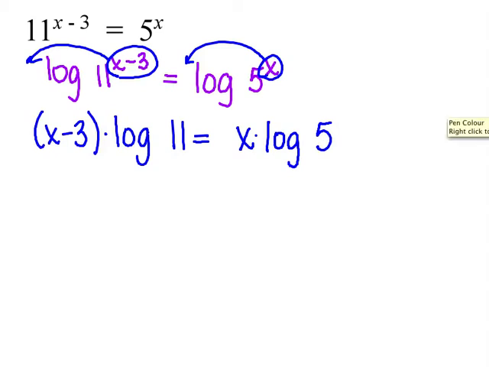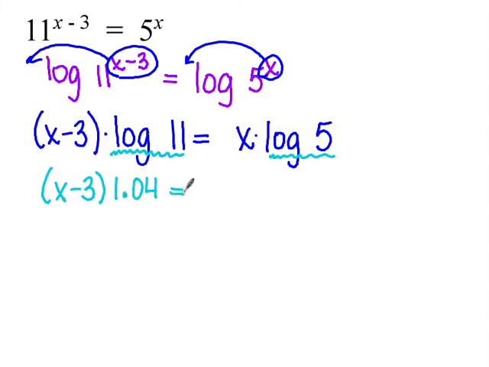Now, normally when we solve this, we would go ahead and divide by log of 11. And we could do that, if you wanted to. Or the other thing is we could just approximate what each of these is. What is the log of 11? 1.04. Okay. What is the log of 5? 0.70. It rounds up to 0.7. Okay, 0.70. So let's revisit what that means. What that means here is that I'm going to take 1.04 times each of those.